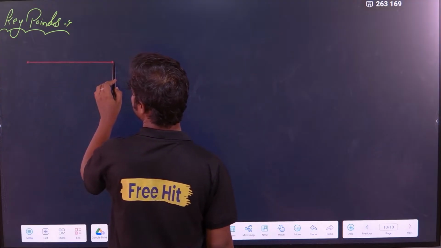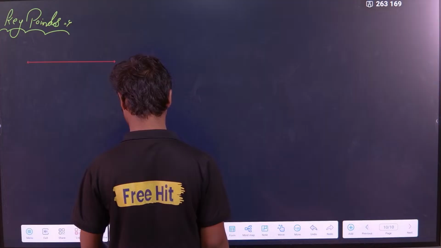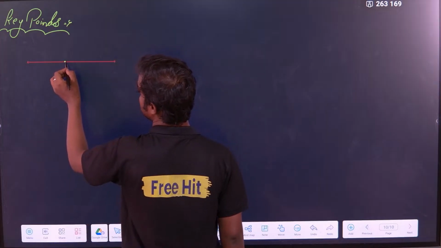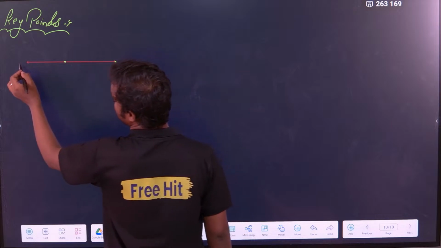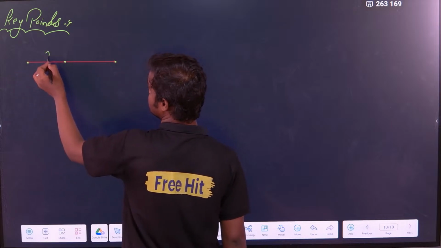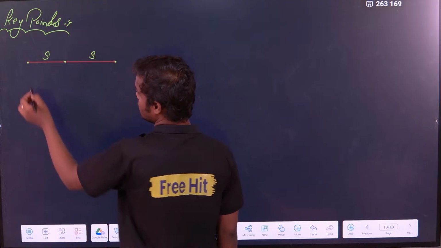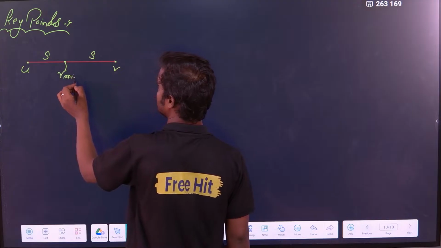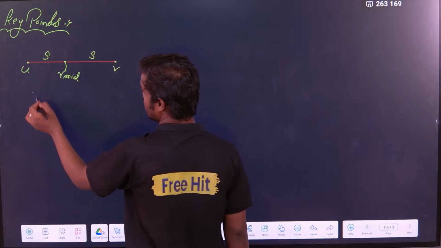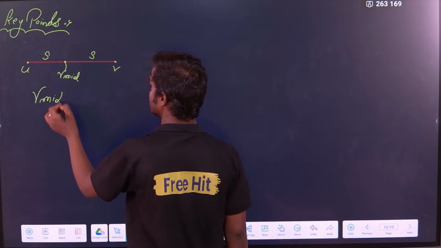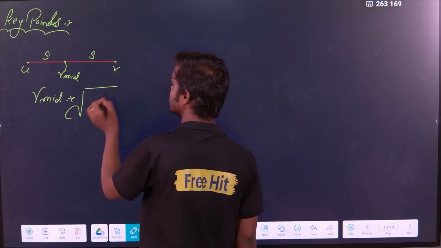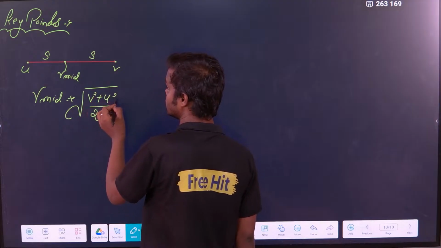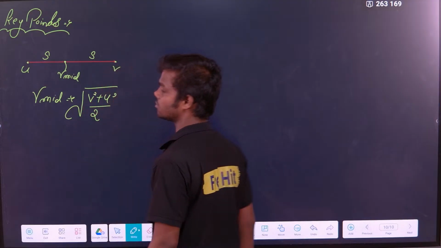Suppose this is my path. This distance is x, this distance is s. This is the initial point, this is the final point, and suppose this is v mid. Then the condition is that they will ask you what is v mid. So v mid is simply (v plus u) divided by 2, or the square root of (v square plus u square) divided by 2. That is the first thing.